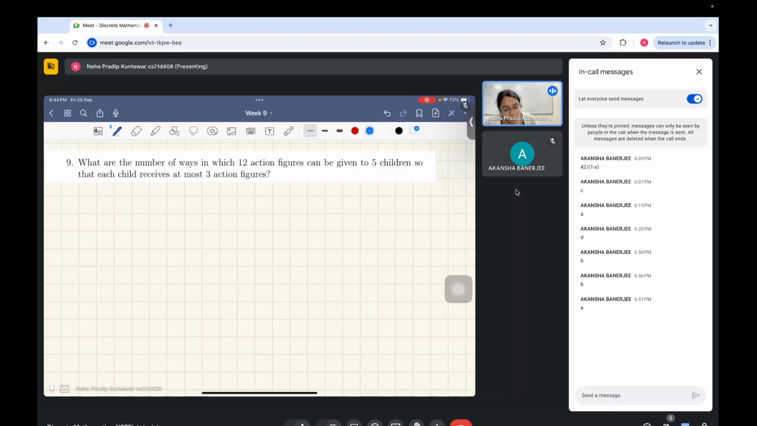So now say there are 5 children, c1, c2, c3, c4, c5, and you have 12 action figures. You want to distribute among them so that no child gets more than 3 action figures. So something like the first child gets 4 and then 4, 4, 4, 0, 0 is not valid because I can't give 4 action figures to any child. So the question is again, in how many ways can you do this while respecting this constraint?